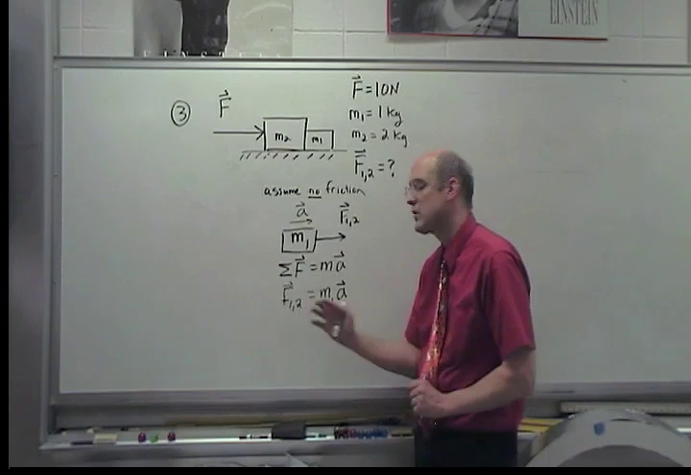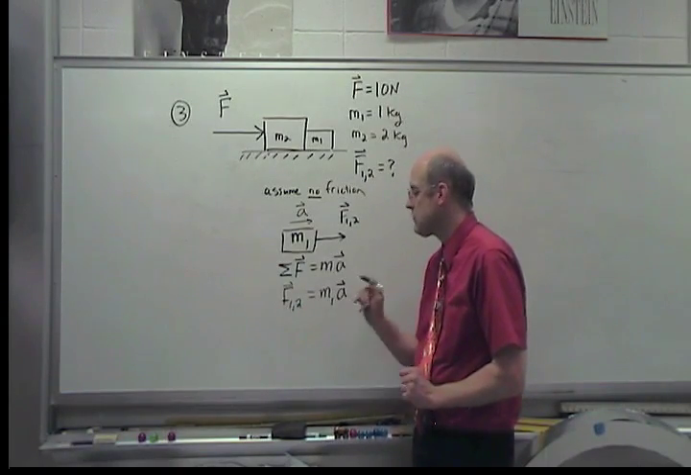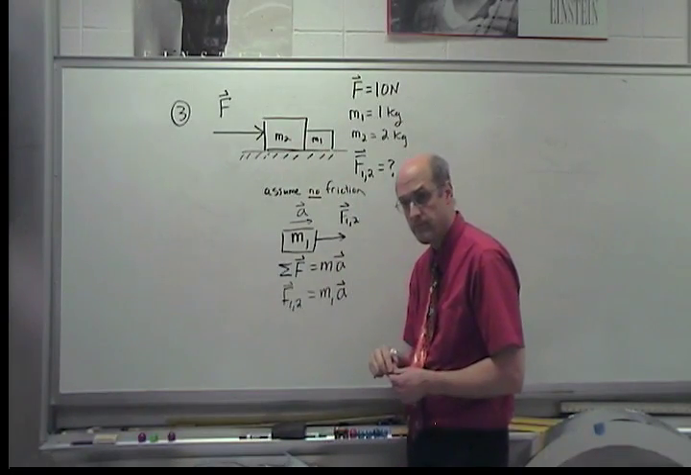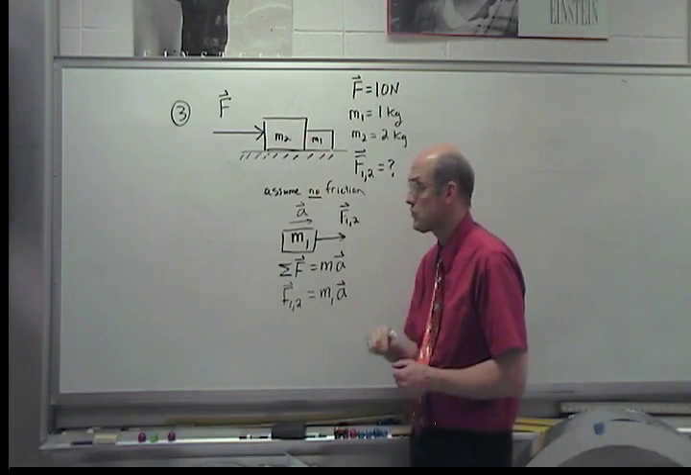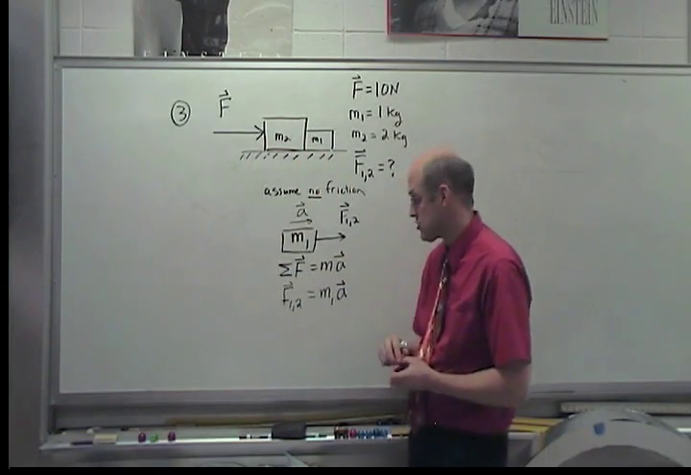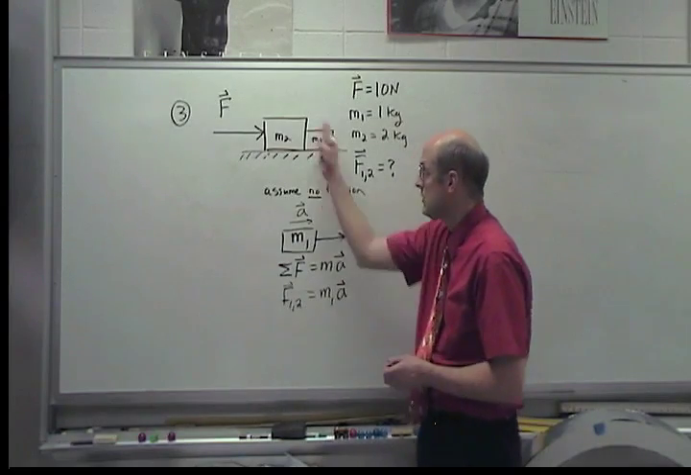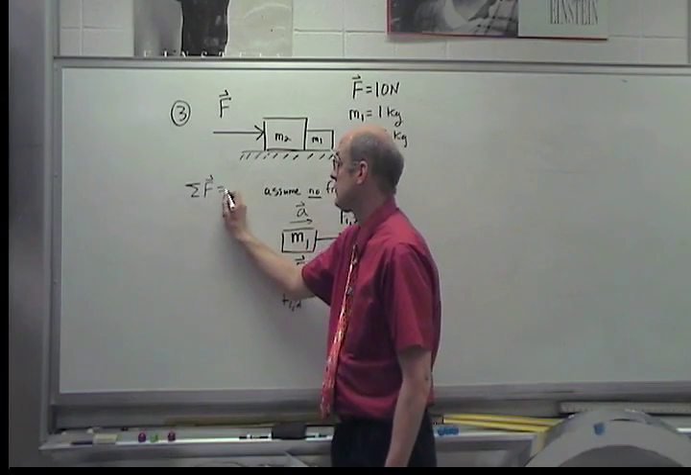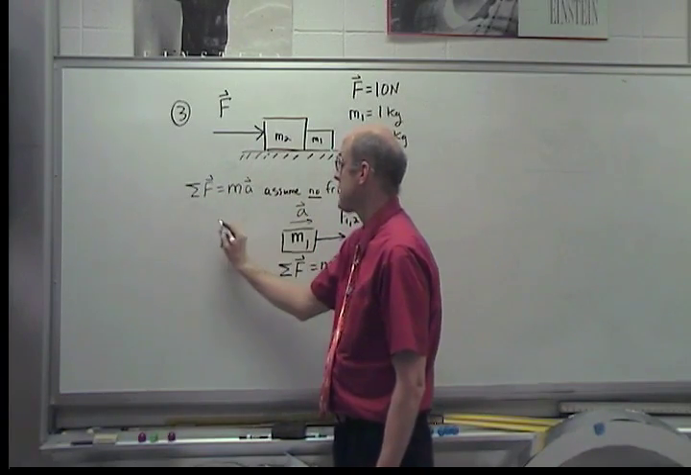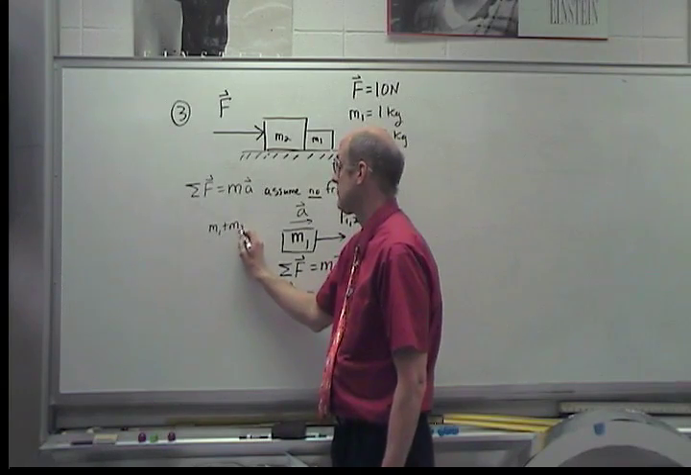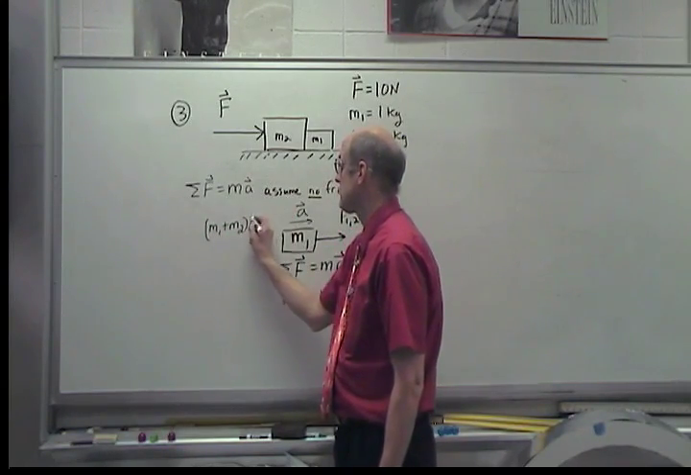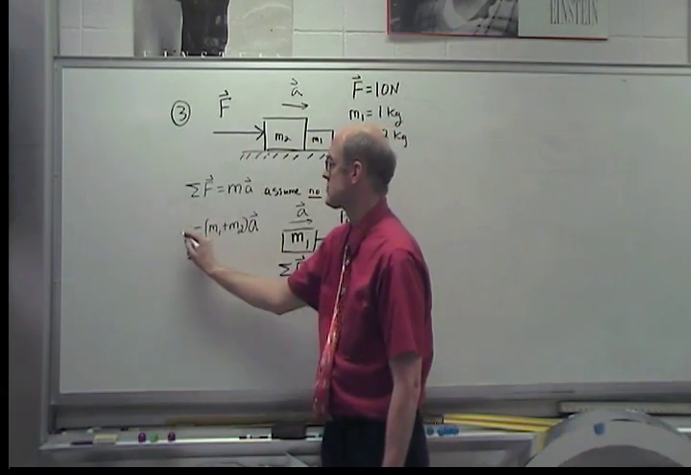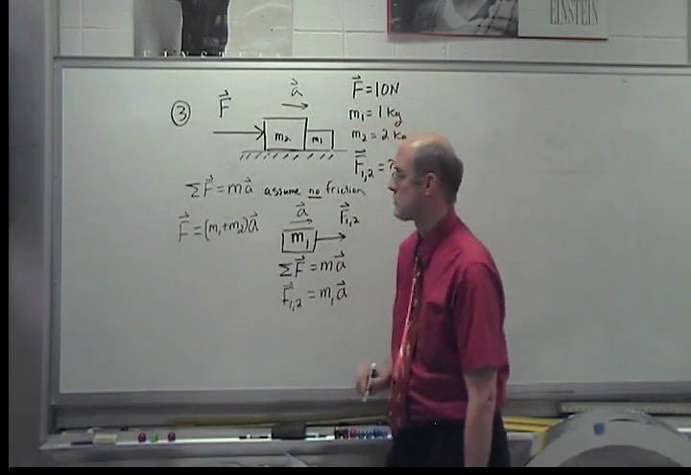We know m1, we're looking for F12, we don't know the acceleration. To find the acceleration, we're going to look at the system as a whole. Then F12 is an internal force and it will not show up in the equation. So let's apply Newton's second law to the system as a whole. We'll do that over here. Sigma F equals ma. The mass is now m1 plus m2. The acceleration of the system is to the right, and this is equal to the net force, which would be the 10 Newton force, which I'm calling F.